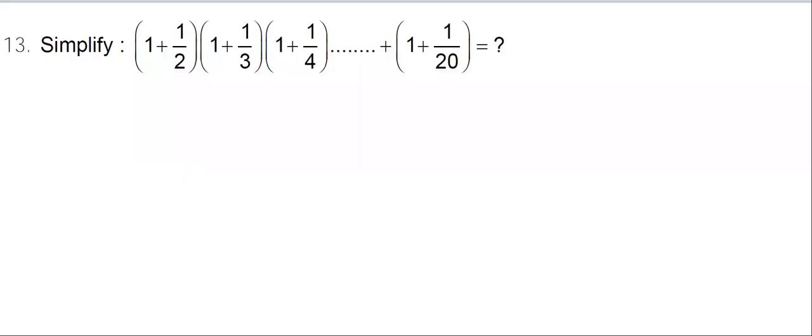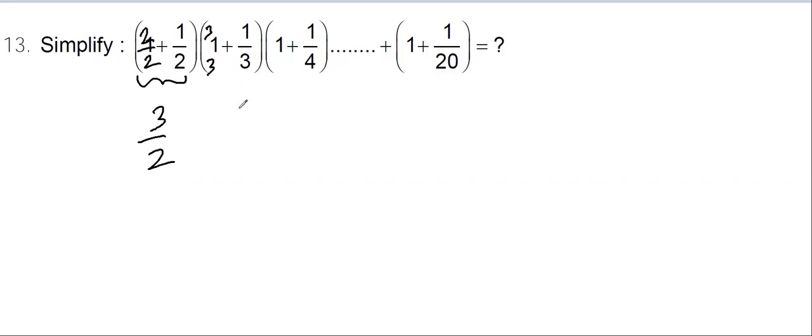Fine. So it says simplify 1 plus 1 by 2 into 1 plus 1 by 3 into 1 plus 1 by 4. Like that, it is going to continue in this particular sequence. At the end, you will get 1 plus 1 by 20. How can you add this? Let's try to add this. What will be this answer? The answer of this will be, multiply by 2, divide by 2. You will get 3 by 2.